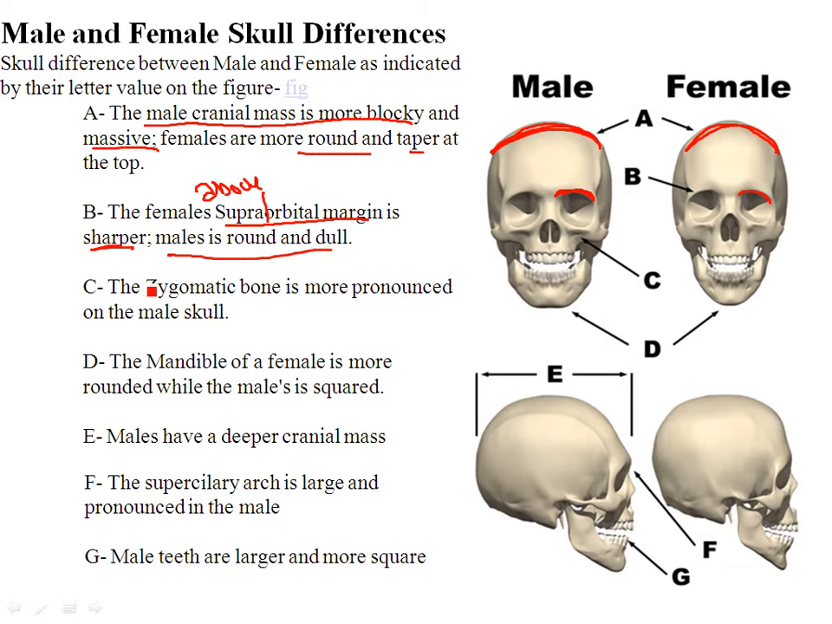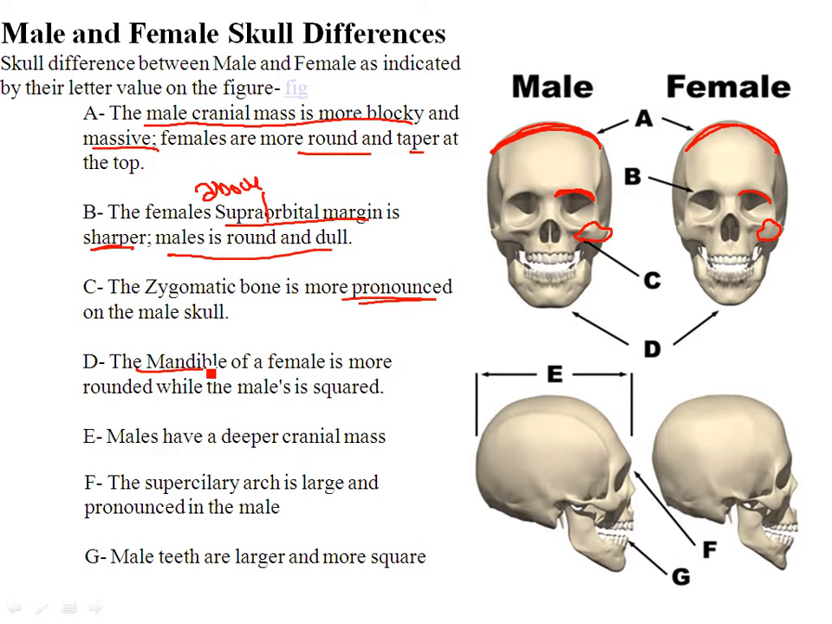The zygomatic bone is the cheekbone. Okay, so on females, that's where you put your blush, you know. So it's the bone that forms the cheekbone here. The zygomatic bone is more pronounced in the male, which means it sticks out more. It's more prominent. You can see it. Okay, so here is the zygomatic bone on the female. A little less pronounced, doesn't stick out quite as far.